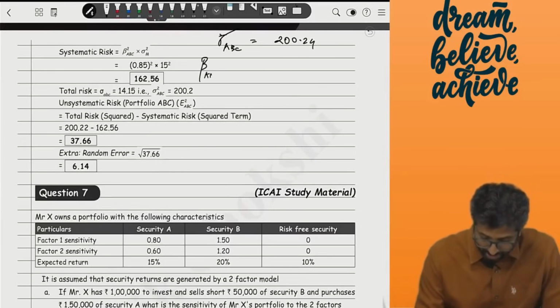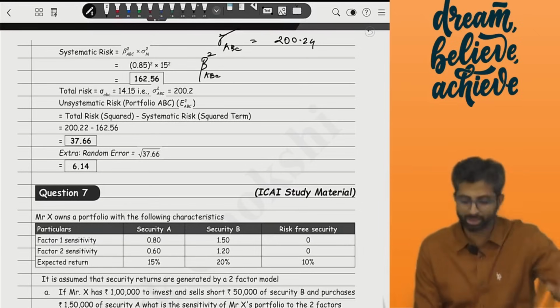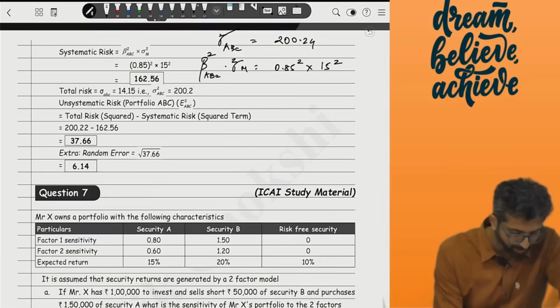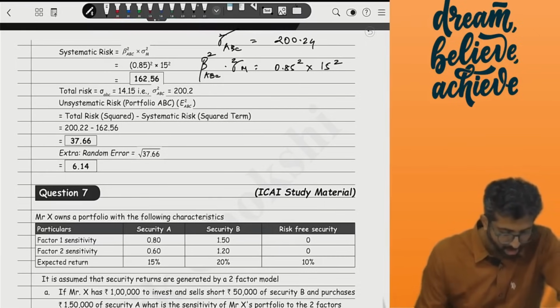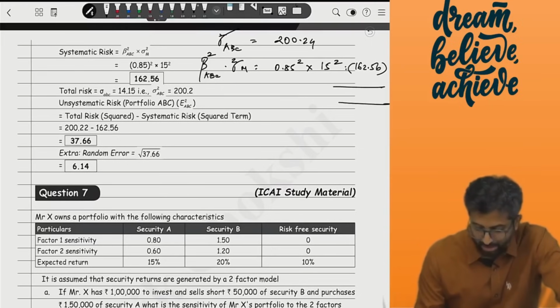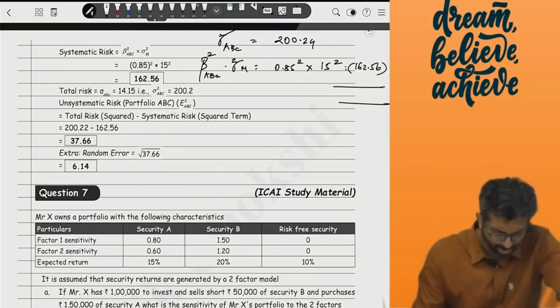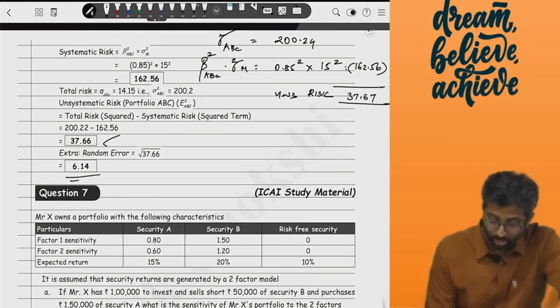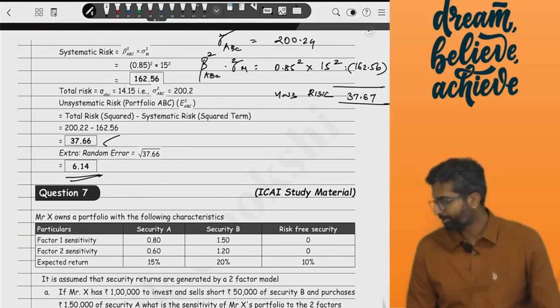Systematic risk of the portfolio is beta of ABC, not just beta of A, not just beta of B, not just beta of C, into the variance of the market, which is 0.85 squared into 15 squared. 0.85 squared into 225 comes to 162.56. So if I subtract in squared terms, I do get the unsystematic risk, which is approximately 37 point something. So this is 37.66 or 67 as the case may be. This is your unsystematic risk. If the question had asked you to find the random error, you would have taken the square root of that to find the random error.